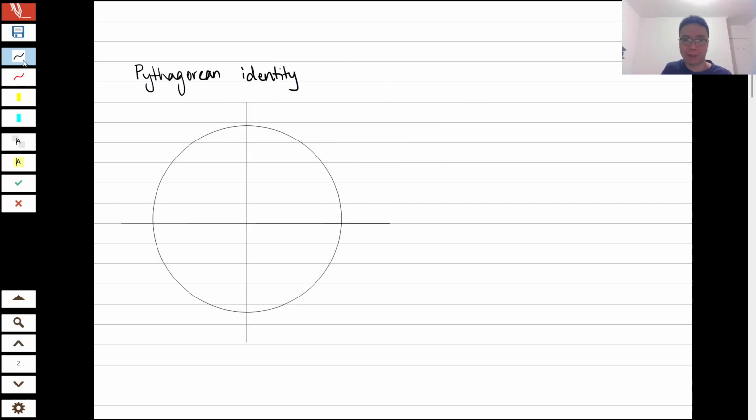Alright, so let's start with the Pythagorean identity. Recall that we are working with the unit circle, which is a circle with radius 1. And I define some points with x-coordinate cos theta and y-coordinate sine theta, where theta is measured counterclockwise from the positive direction of the x-axis. So in the last video, I actually labeled this point x, y, but we could also label it as cos theta, sine theta.